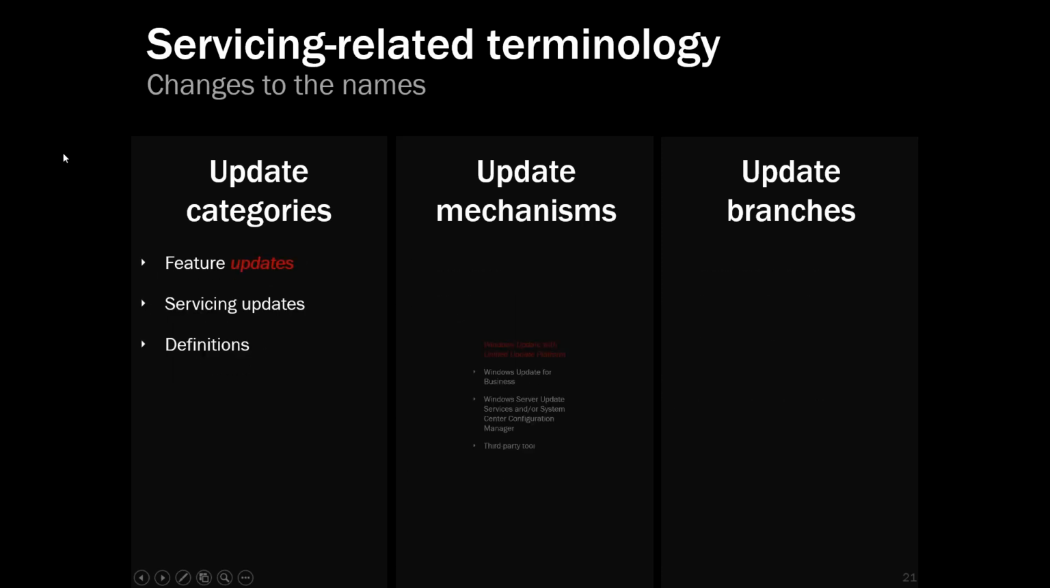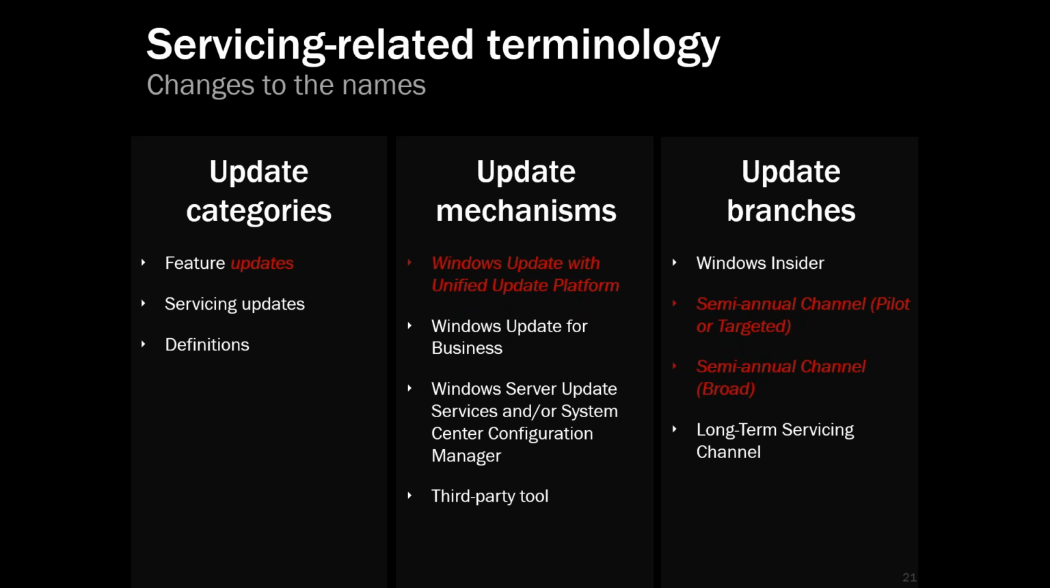So now feature upgrades have become feature updates. I don't know why they did that, just maybe to disguise the fact that they're actually a full operating system upgrade. Windows Update is now known as Windows Update with Unified Update Platform, which apparently is supposed to make it faster. And for your update branches, the CB and the CBB, now if you read Citrix's literature, have been divided up into semi-annual channel pilot or targeted, and then semi-annual channel broad.